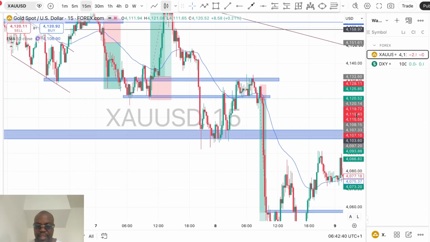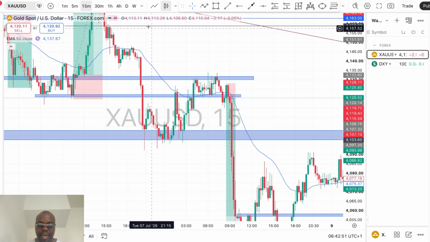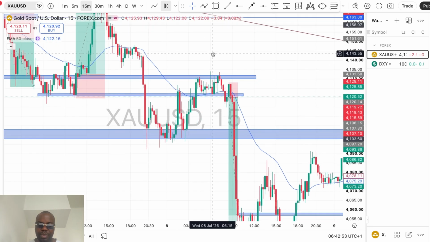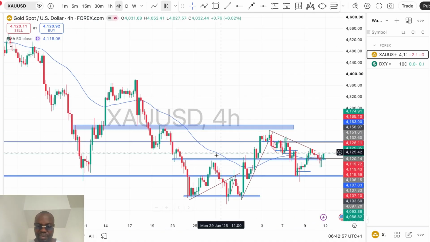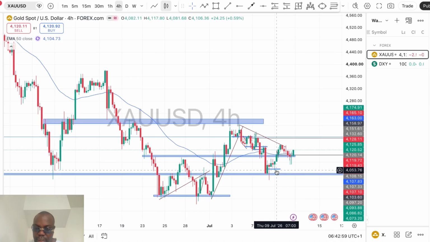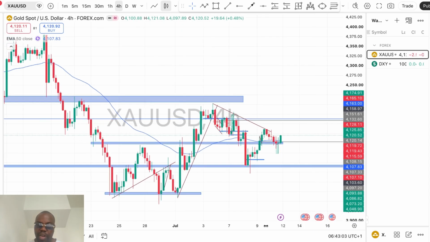Now, Wednesday, I saw this particular ranging market. Look at this first ranging market here. It happened here again. I already knew that price was going to drop because on the 4 hours time frame, we are bearish.